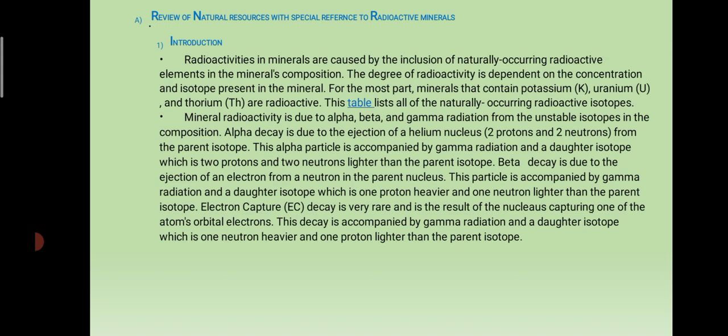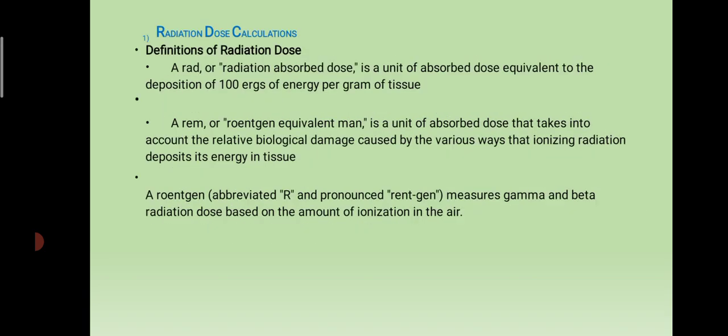Electron capture, that is EC decay, is very rare and results from the nucleus capturing one of the atom's orbital electrons. This decay is accompanied by gamma radiation, and the daughter isotope has one neutron heavier and one proton lighter than the parent isotope. Let's see radiation dose calculation.